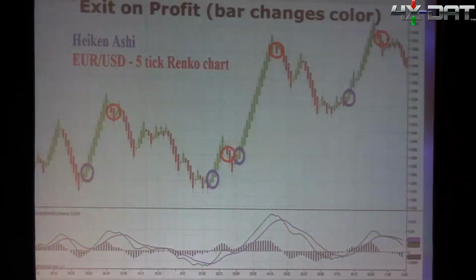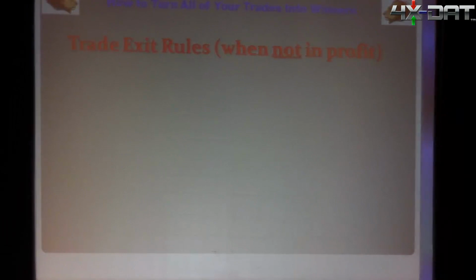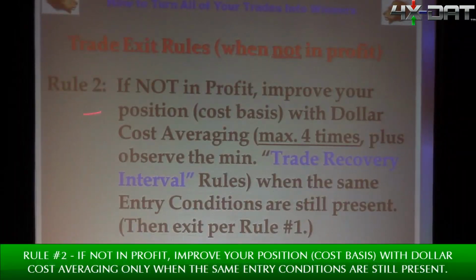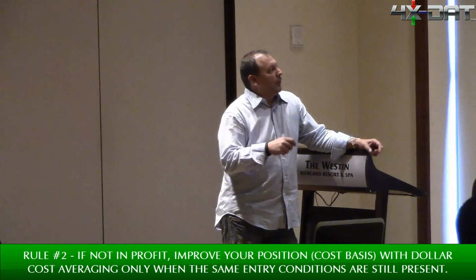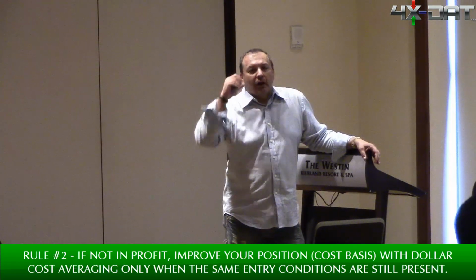All right. So when in profit, we take the profit. When not in profit, next rule: if not in profit, improve your position or your cost basis with dollar cost averaging, maximum 4 other times. Why 4 other times? Because that's all the margin you're allowed to put in one position. Plus, observe the minimum trade recovery interval. The minimum trade recovery interval is basically what we call the short trade interval, and the software does that automatically.